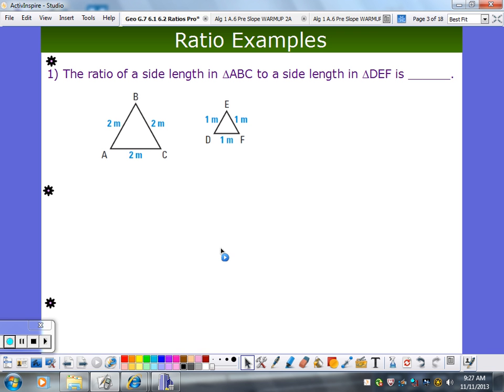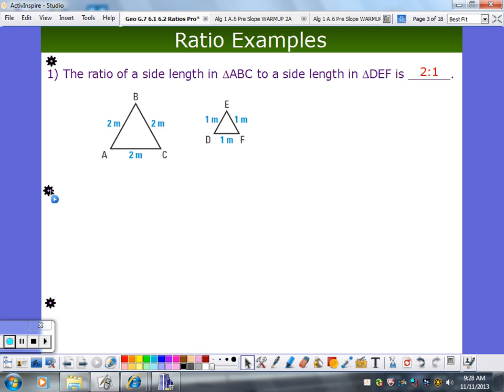So now we're kind of working with triangles. The ratio of a side length in triangle ABC to a side length in triangle EDF. Here's ABC. So they have to match. So AB and DE would be corresponding sides. So 2 to 1, 2 to 1, 2 to 1. Am I noticing anything? Let me see.